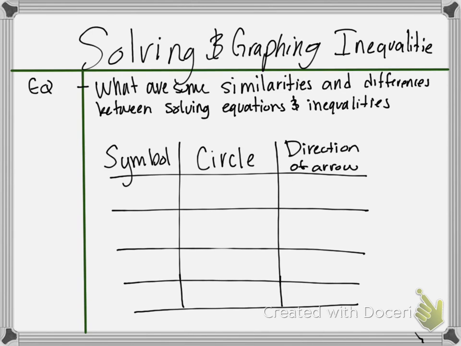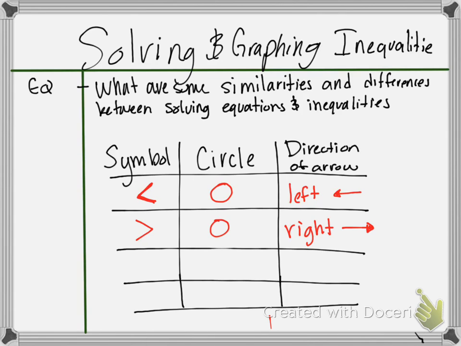Okay, so we know we have less than, right? When we have less than, that's going to be an open circle, and we're going to point our arrow to the left. So we're going to go that way, right? Greater than is also an open circle, but this time we're going to point it to the right. So we're going to go that way.